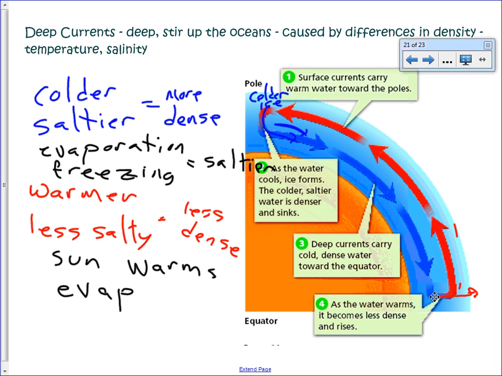Now, why do you care? Why does it matter that the ocean water mixes? Well, there's something actually really interesting about the ocean water mixing. Oh, there's one other thing here, too. Water is this very interesting thing.